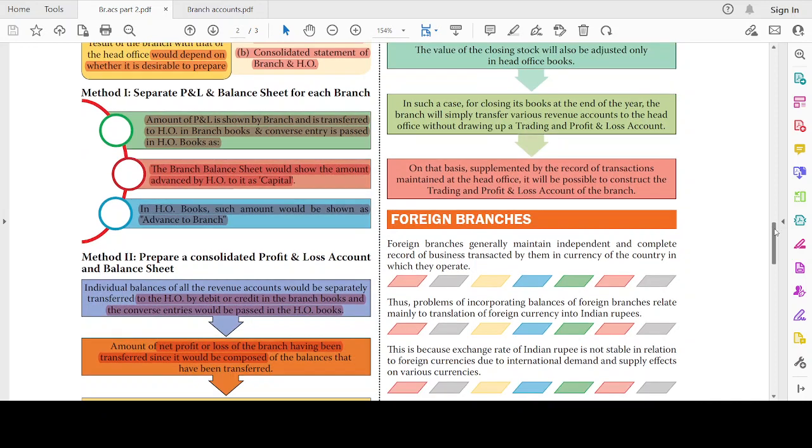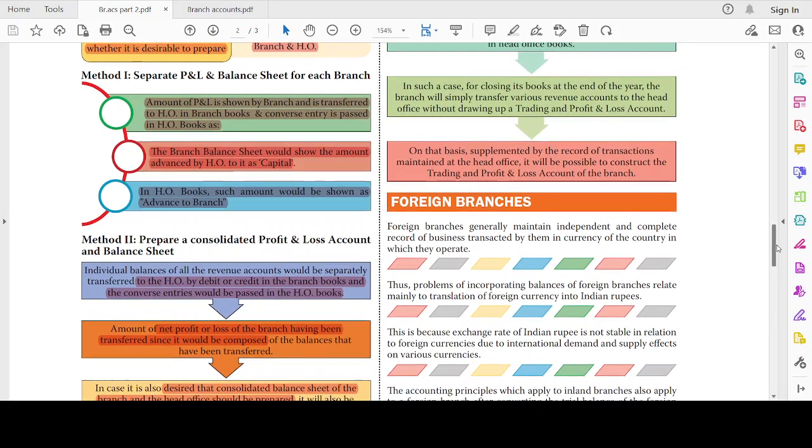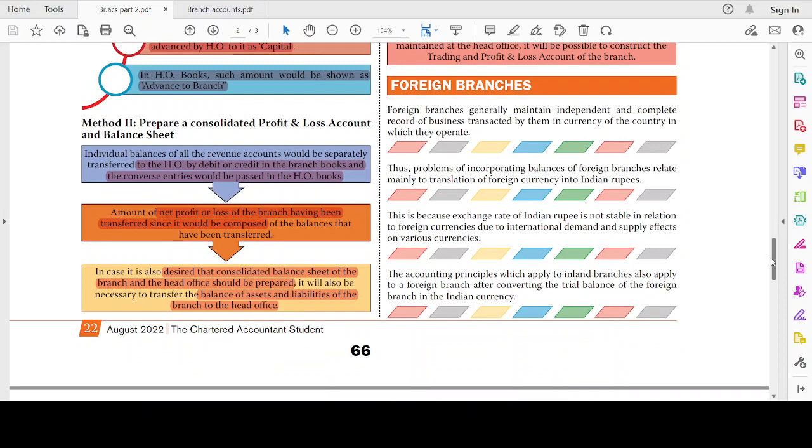Then, method to prepare a consolidated profit and loss account. Individual balances of all revenue accounts will be separately transferred to the HO by debit and credit in the branch books, and the converse entry will be passed in HO books. The amount of net profit or loss is composed of the balances that have been transferred. What is net profit or loss? Nothing but the difference between all sorts of income and all sorts of expenses. Right now, we are transferring each and every income and expense separately to HO books. Now, all the profit and loss elements are already transferred to the HO books.